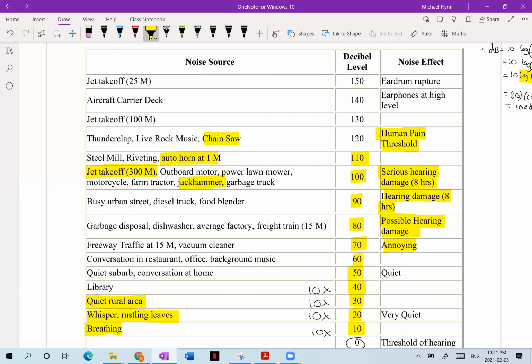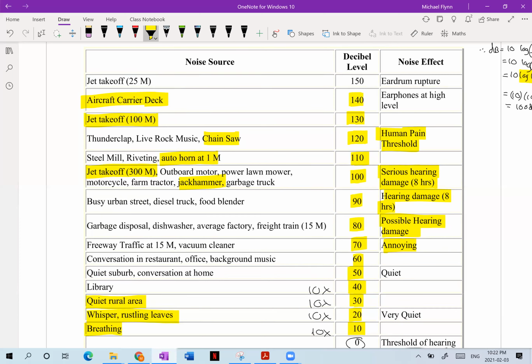You'll wince at the sound at 120 decibels. A jet takeoff at 100 meters is 130 decibels, and of course that's going to cause damage. An aircraft carrier deck, here you're very close to the aircraft. It's not like on an airport where the operators are kind of far away from the planes taking off. Here you're right next to them. That's incredibly loud. You must wear protection for that, okay?